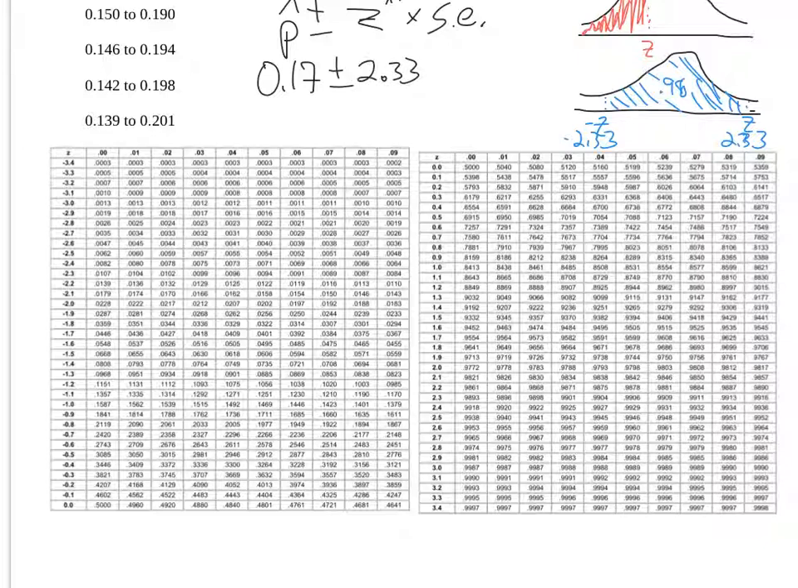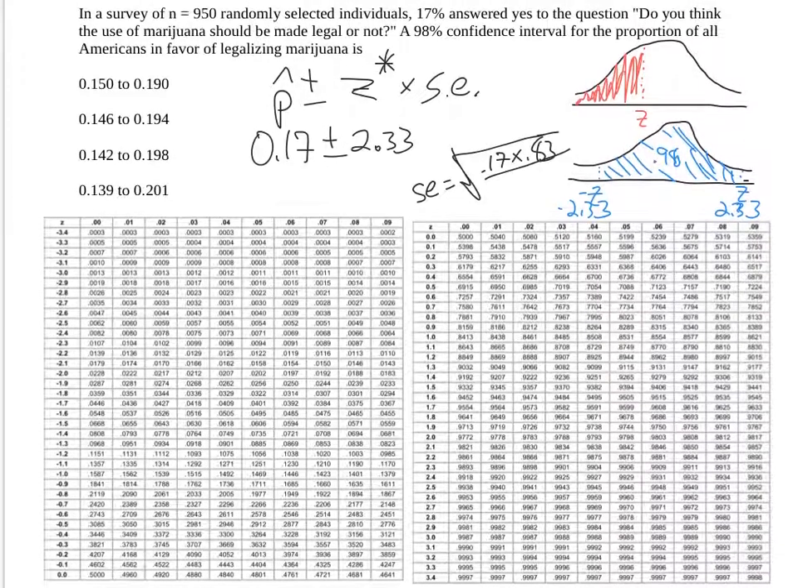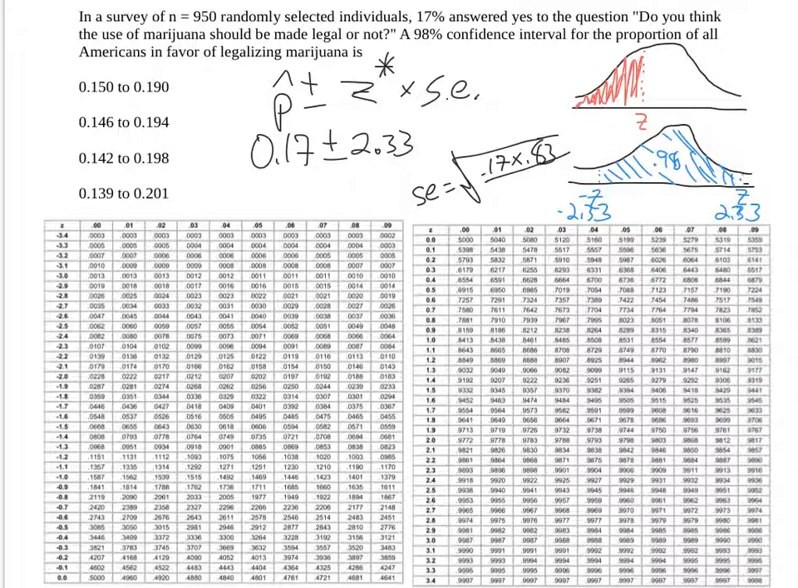2.33, and now I need the standard error. So the standard error, you guys should know this by now, is equal to the square root of p hat times 1 minus p hat divided by n. What's p hat? 0.17. So we're going to have 0.17 times what's 1 minus 0.17. You can go to a calculator, or if you just know it, it's going to be 0.83 divided by n. What was our sample size? I actually don't remember. 950. 950. Now that definitely requires a calculator. I cannot do that in my head.